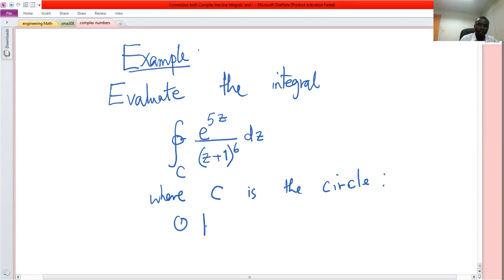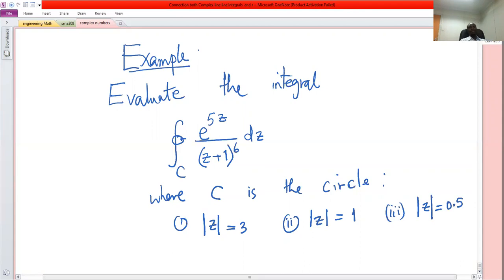So 1, this is the first circle, part B or part 2, this is the circle, and part 3. This simply means a circle of radius 3 units centered at the origin, a circle of radius 1 unit centered at the origin, and a circle of radius 0.5 units centered at the origin.